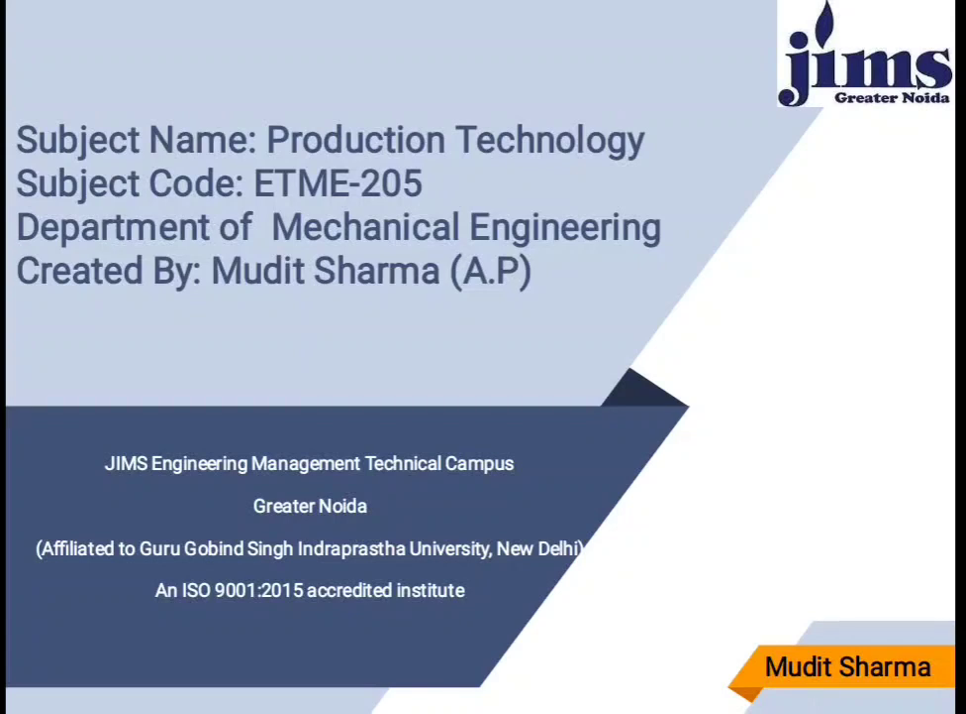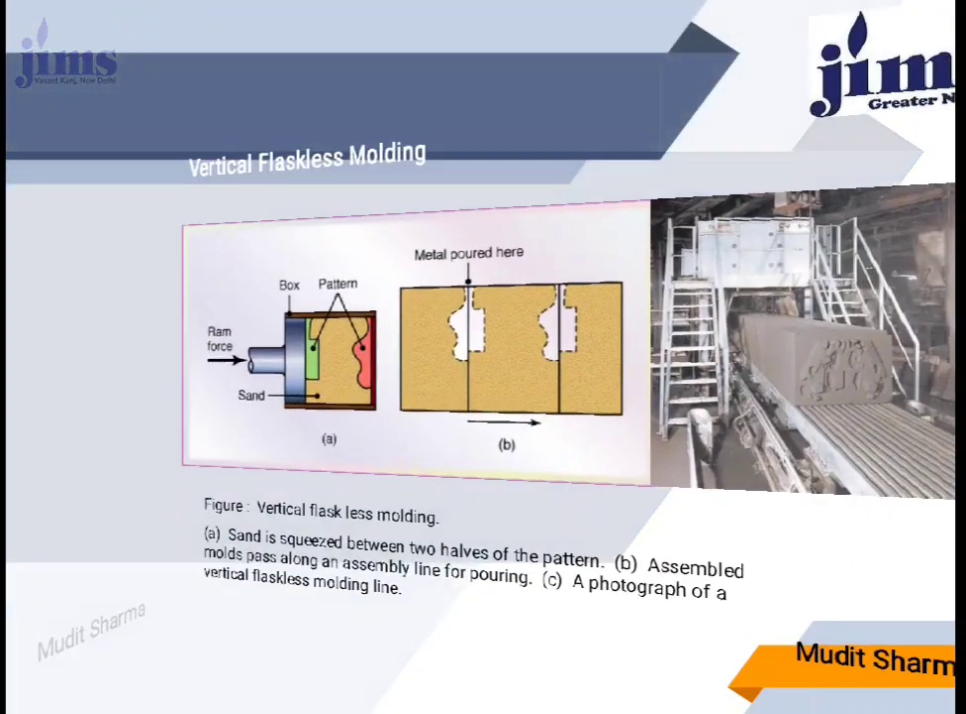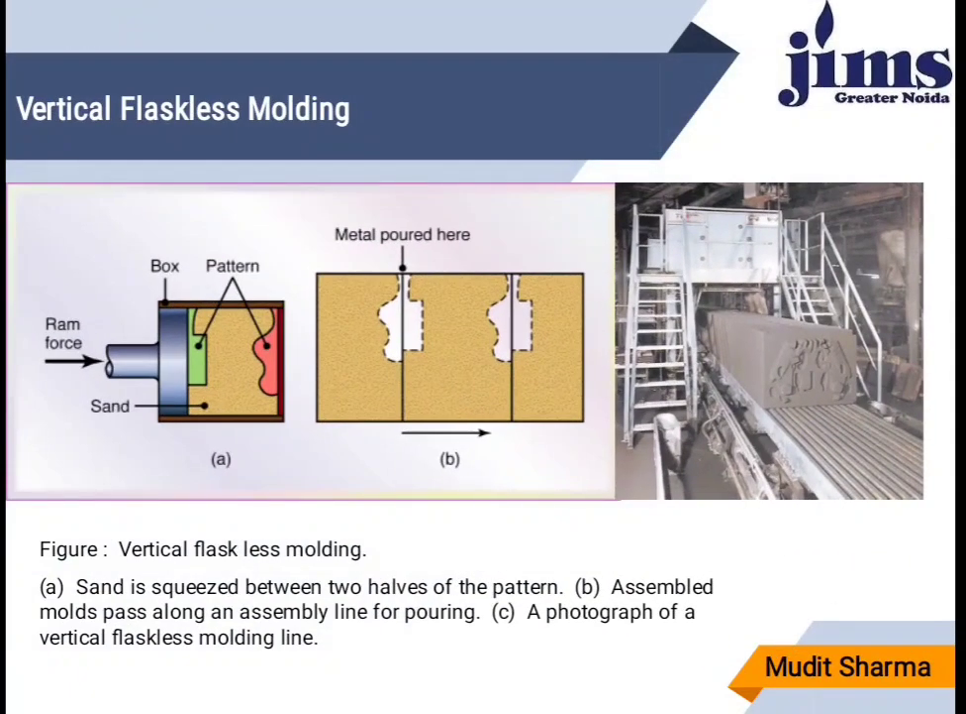This molding process uses a vertical parted flashless molding machine and two pattern plates, one fastened to the pressure plate of the machine and another to the counter pressure plate. You can see in the diagram, there are two pattern plates, one fastened to the pressure plate and the other to the counter pressure plate.